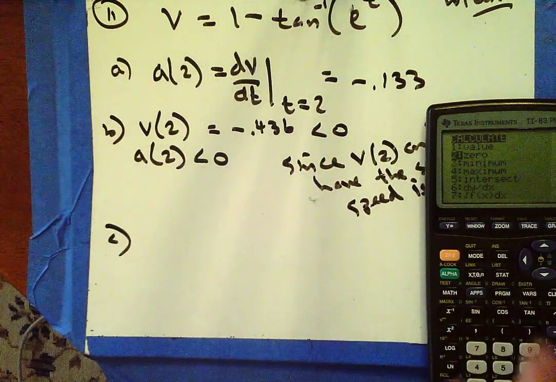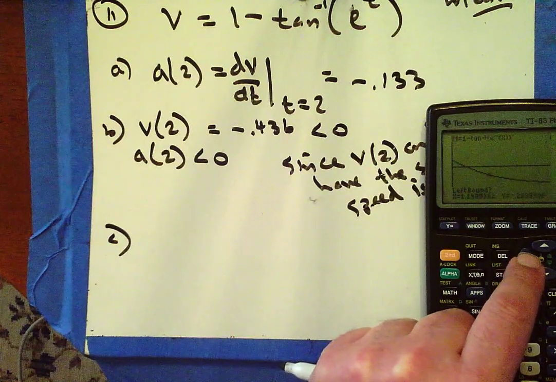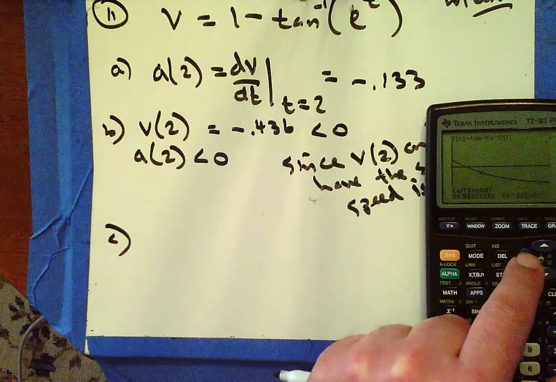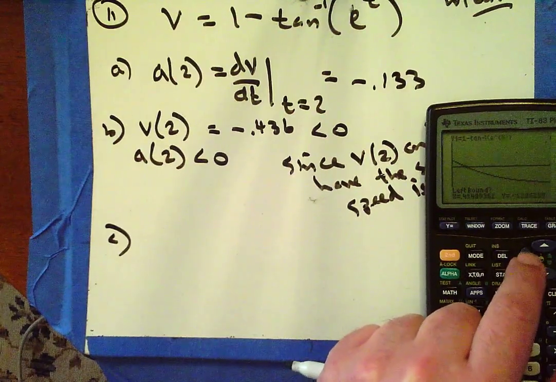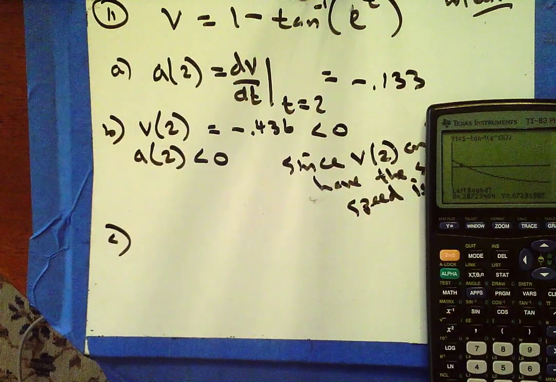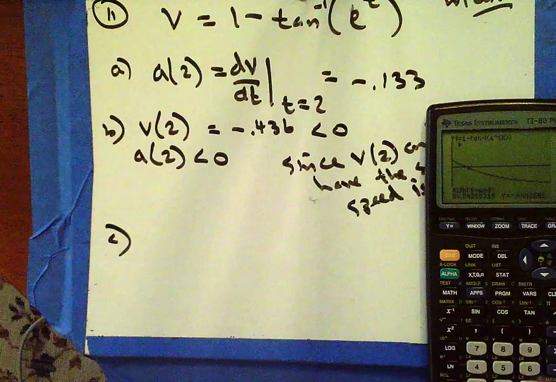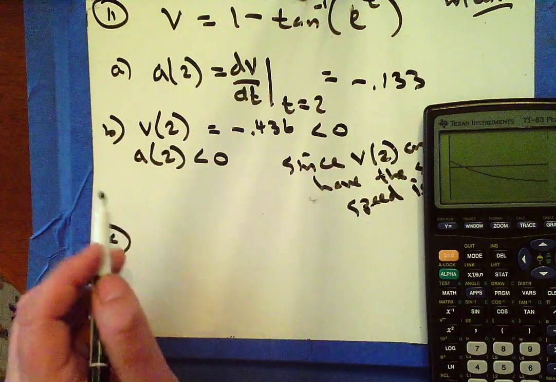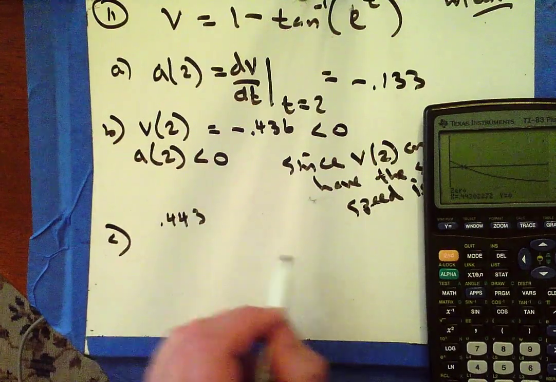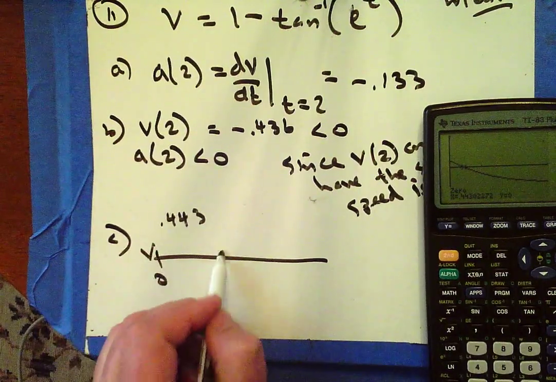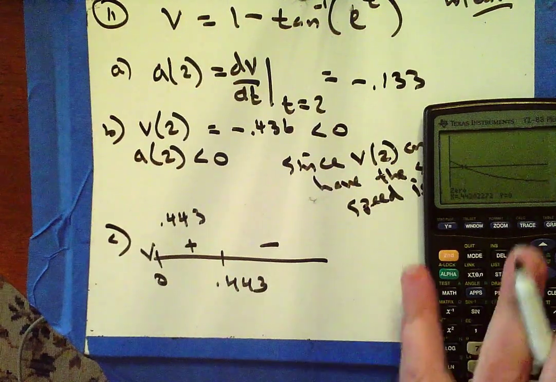So I can calculate zero. Go to the left side of that point. Still not there. There we go. Enter, enter. So I've got 0.443 is a critical point. And we're positive here and negative here.